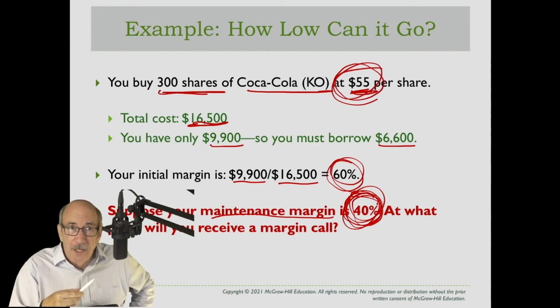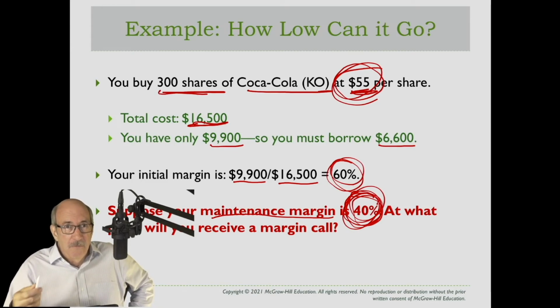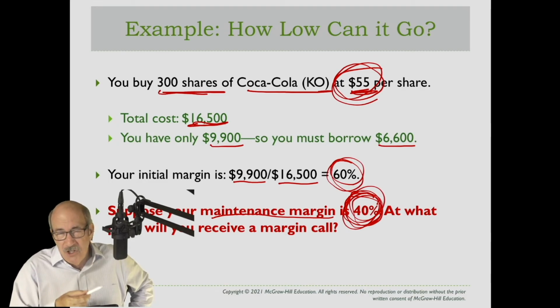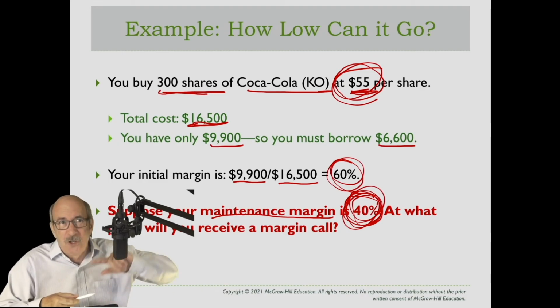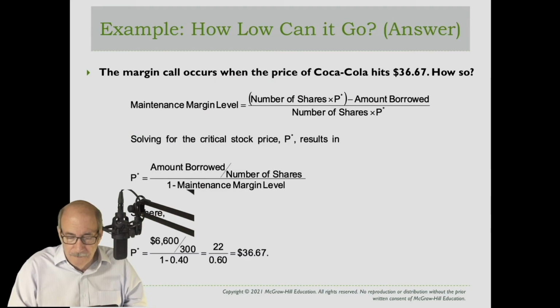We're hoping that it goes up. That's our expectation. That's why we're buying it, and we're using leverage to magnify our returns. But we'd also like to know, well, how low will it go before I need to come up with some additional cash to keep the position open, so that eventually when it goes up, I can take advantage of those additional returns. So here is a formula for that.